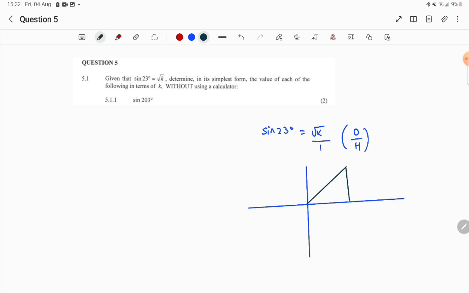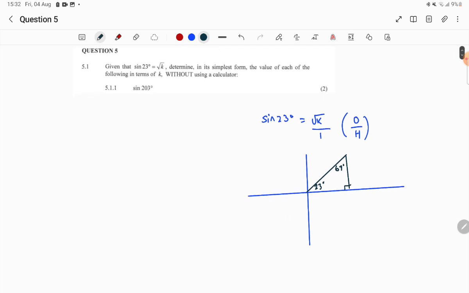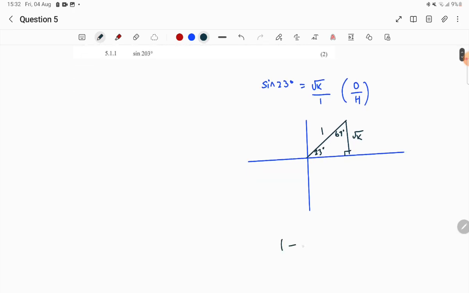We can construct our own 90-degree triangle with 23 degrees, and we can even use our complementary angle there, 90 minus 23, which is 67 degrees. So we have both perspectives. Thereafter, we can conclude that opposite, which is root k here, over 1, and then we can get our bottom side by using the theorem of Pythagoras, which will basically be 1 minus root k all squared.